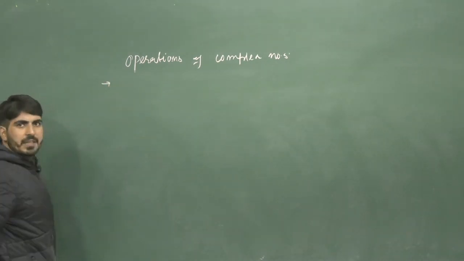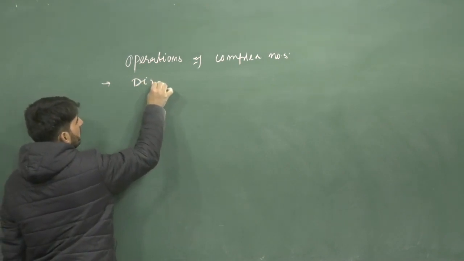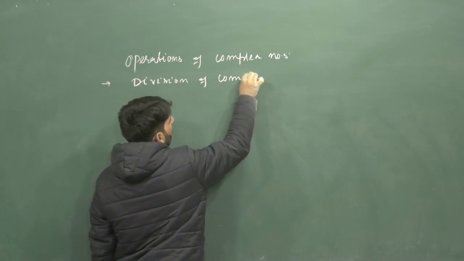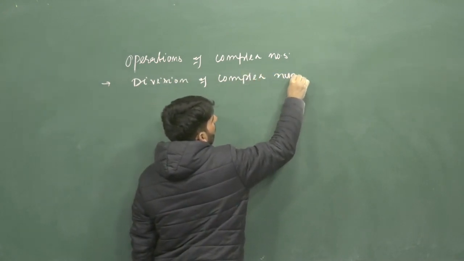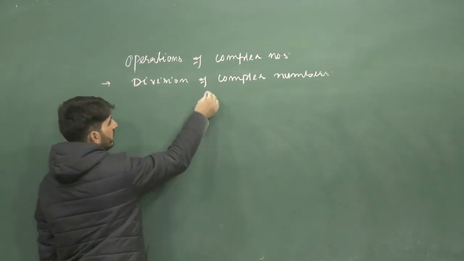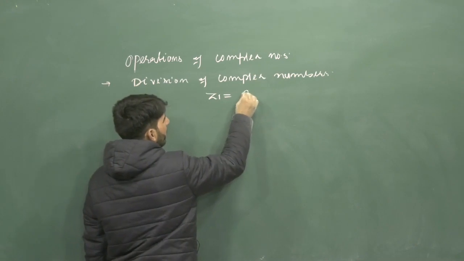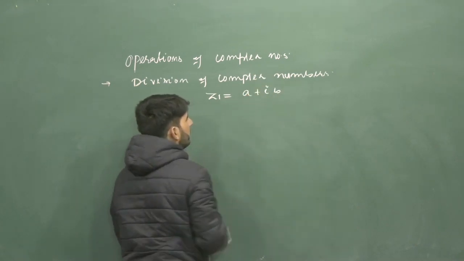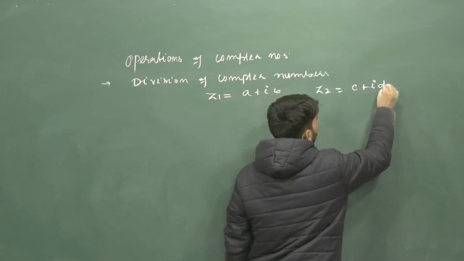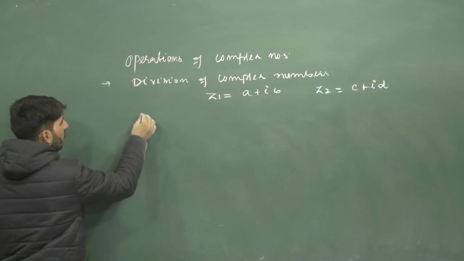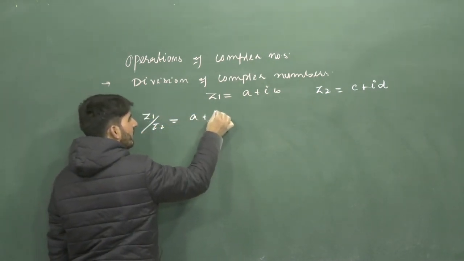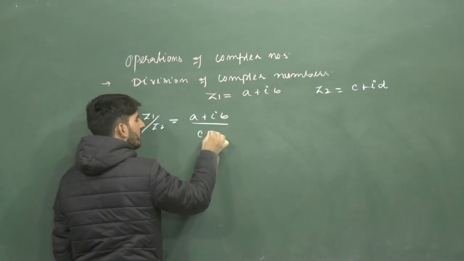Now the fourth one is the division of complex numbers. How to divide two complex numbers? Say if we have a complex number z1 equal to a plus ib, z2 equal to c plus id. We have to find z1 divided by z2, which is equal to a plus ib divided by c plus id.